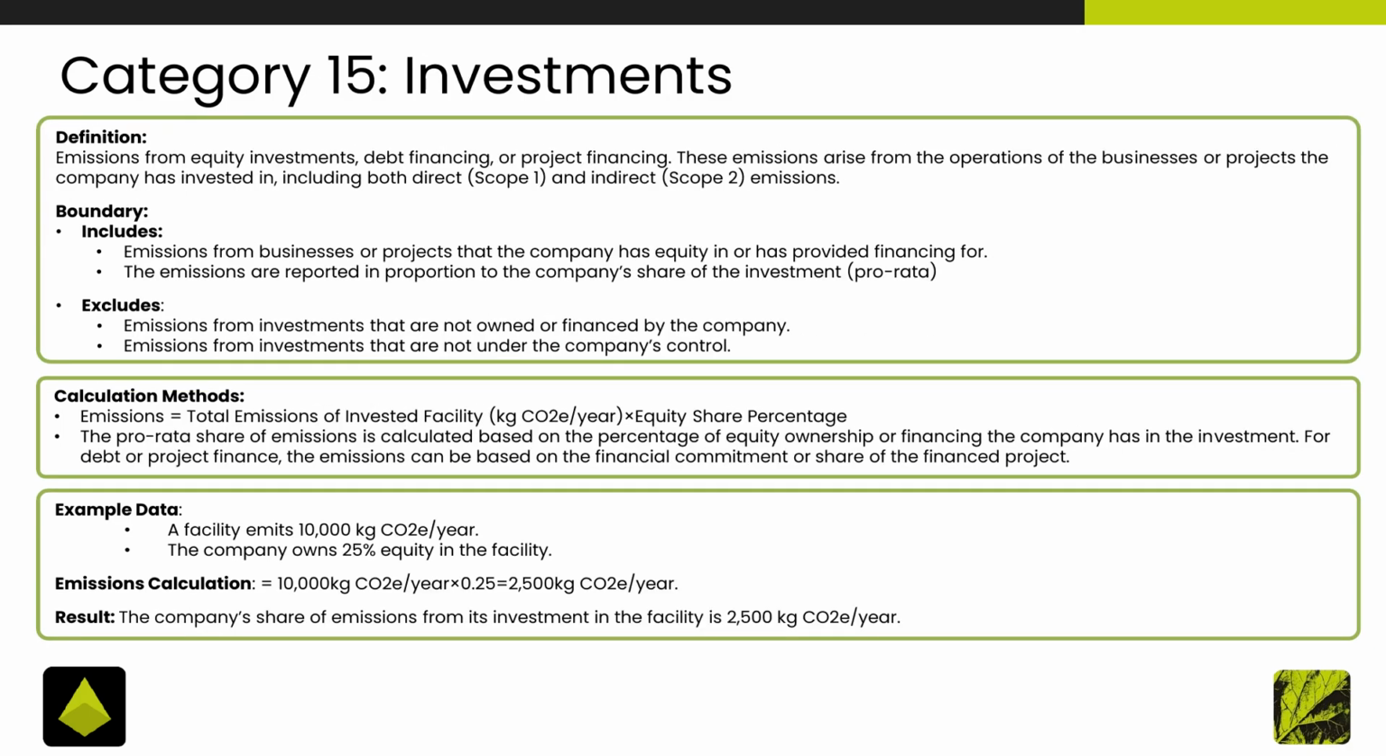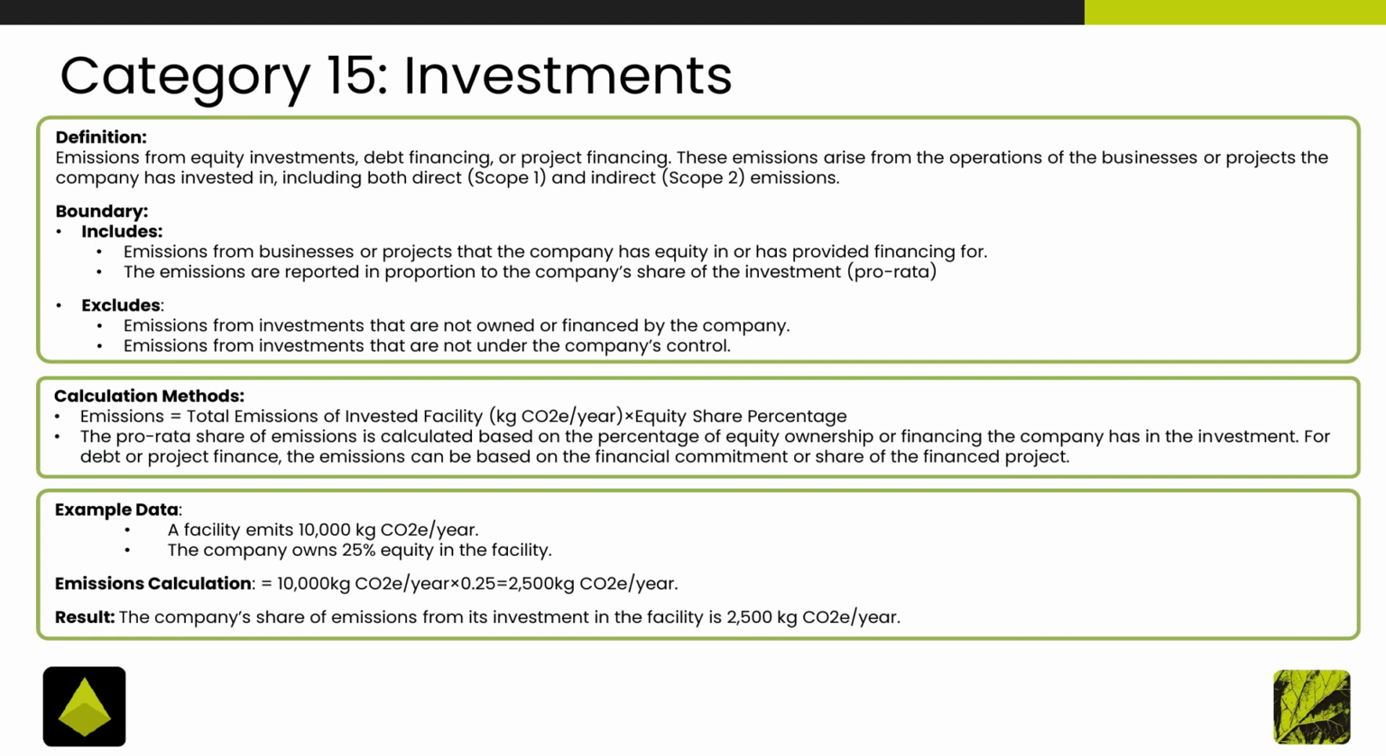Category 15 focuses on investments, which are emissions from equity investments, debt financing, or project financing. These emissions arise from the operations of affiliated businesses or projects. The boundary includes emissions from investments where your company has ownership or provides financing. The key point is proportional emissions based on the company's share. Exclusions involve investments not owned or financed by your company and not under your control.